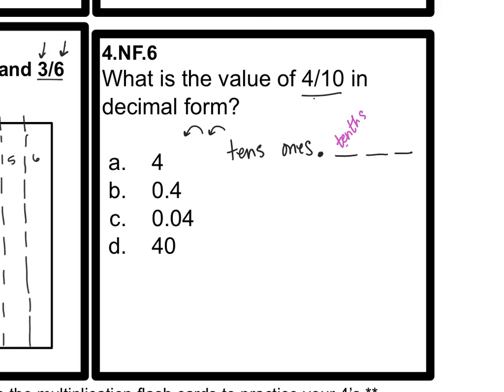Notice that it's just the word ten with the THS at the end, and hundredths, which is just hundred with the THS at the end, and then thousandths, which again is just thousand with the THS at the end. So if I'm looking for 4/10, that means I have no total whole numbers, and I have a 4 in the tenths place. So the correct answer for this one is going to be B, 0.4.